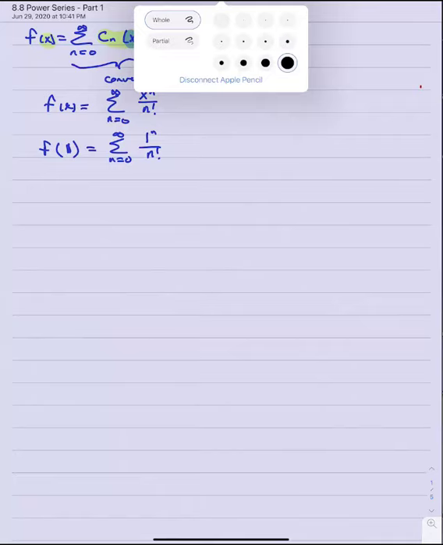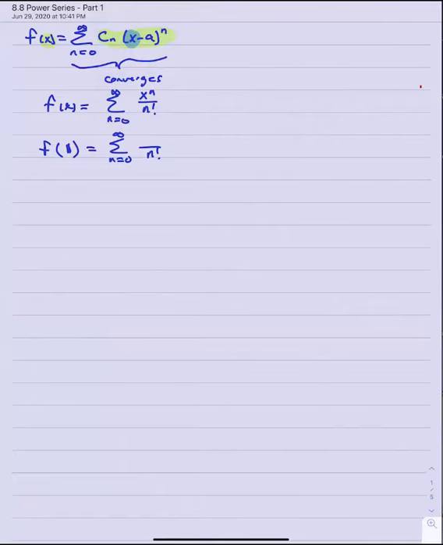So for example, if I said that I was going to define a function via one of these infinite series, and let's say the infinite series looked like the sum from n equals 0 to infinity of x to the n over n factorial, then when I vary that x value, for example, when x is 1, I'm going to get the numerical series n equals 0 to infinity 1 to the n over n factorial.